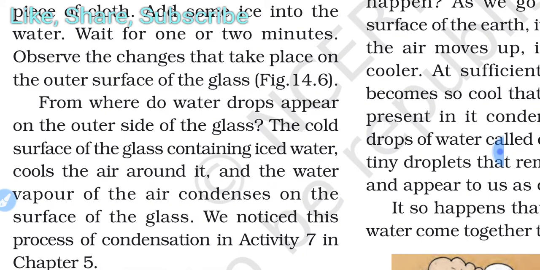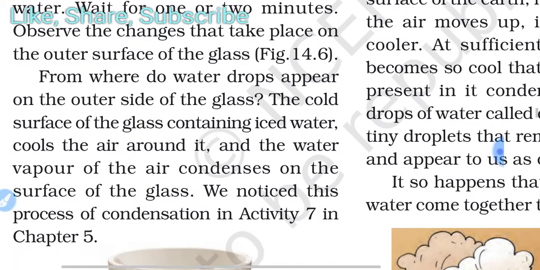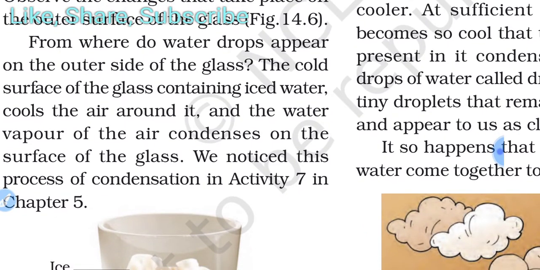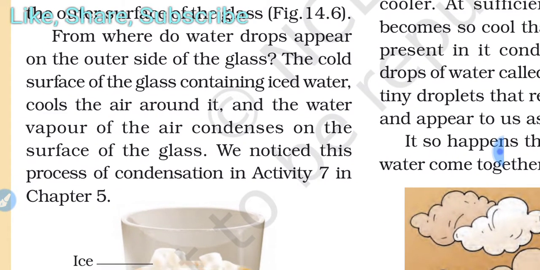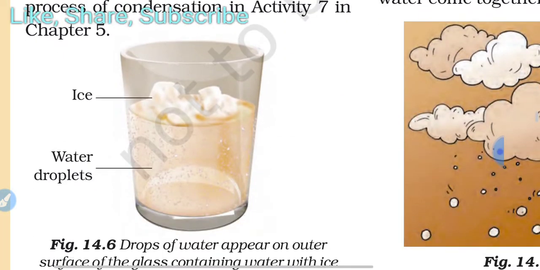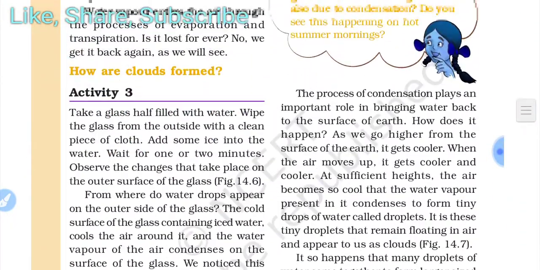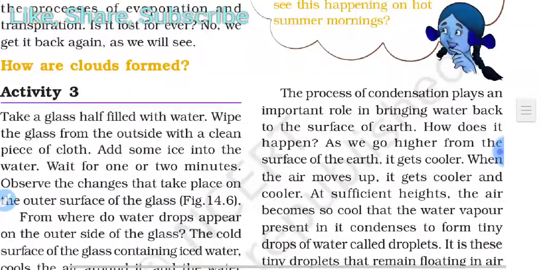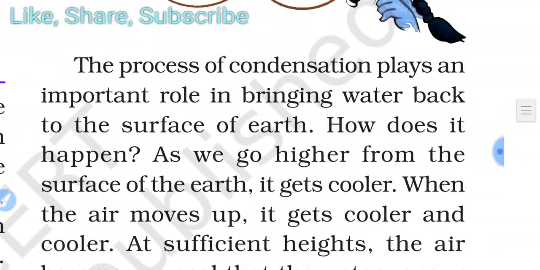From where do the water drops appear? On the outer side of the glass, the cold surface of the glass containing iced water cools the air around it, and the water vapor of the air condenses on the surface of the glass. We noticed this process of condensation in Activity 7 in Chapter 5. Condensation process, you remember, students?